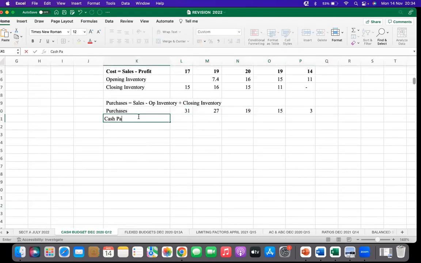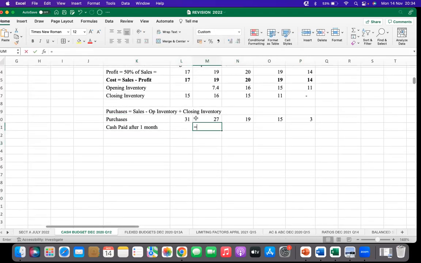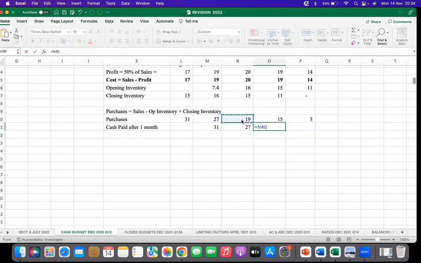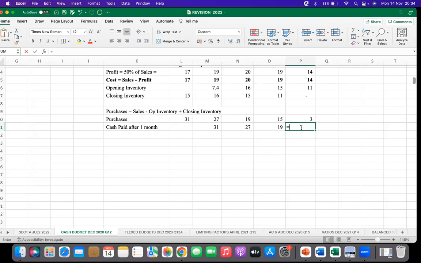Cash paid after 1 month. Suppliers are paid after, which means this supplier will be paid in the next month. That supplier will be paid in the next month, like that.